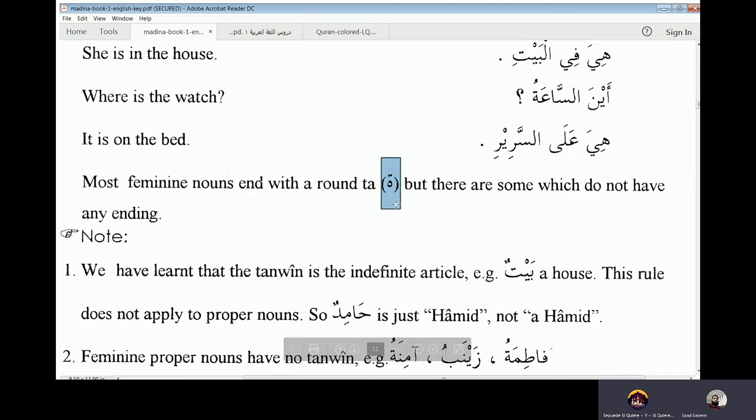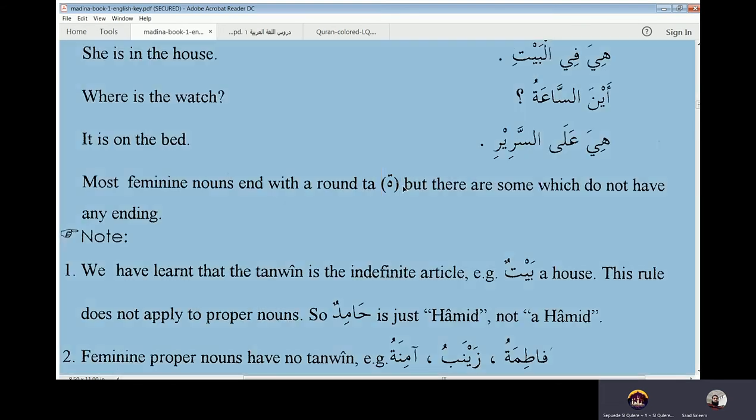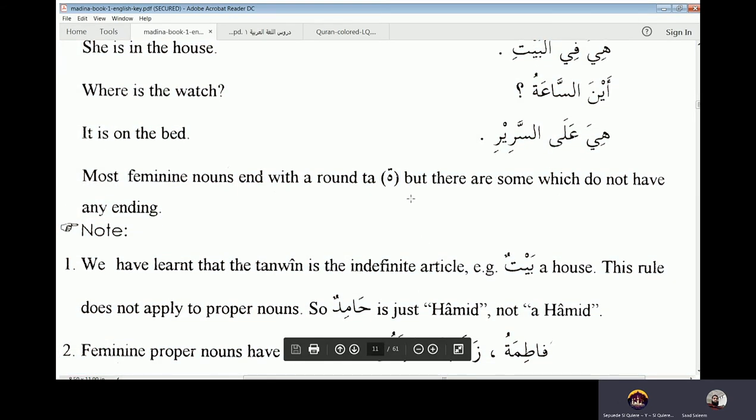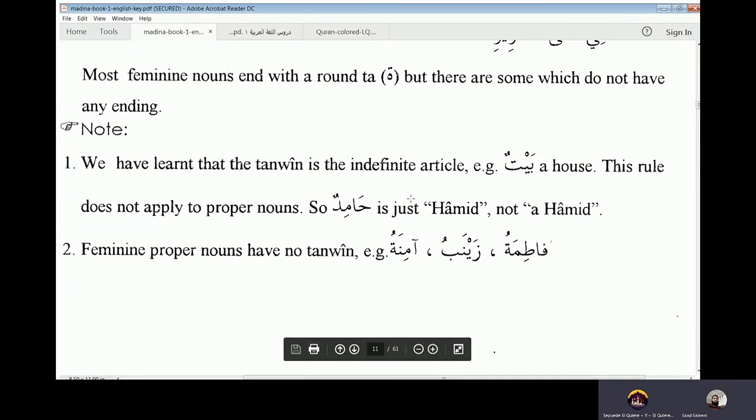Note, we have learned that the tanween is the indefinite article, etc. Baytun, a house. This rule does not apply to proper nouns. Hamidun. Feminine proper nouns have no tanween. Aminatu. Zainabu.